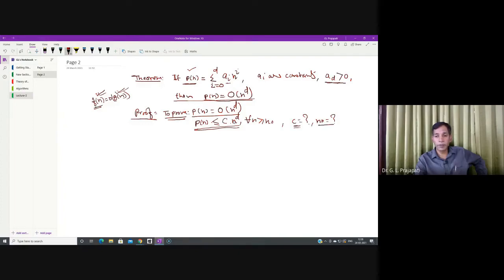And in general, if you have determined them, then later on you don't require determining them for a specific polynomial. You just write it in terms of the big O notation with the degree.